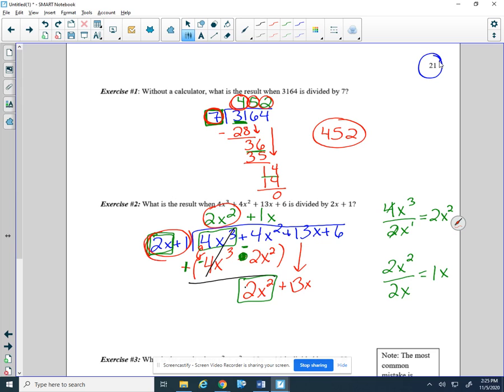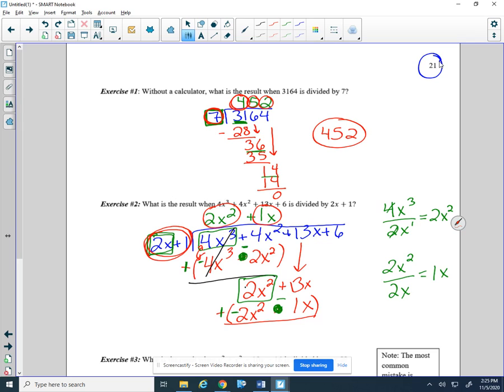I'm taking the whole thing and multiplying by the 1x and writing it down below. So that's 2x squared plus 1 times 1x is 1x. And then I'm going to subtract. So we'll distribute our negative. Make this a positive and change the signs on both of these.